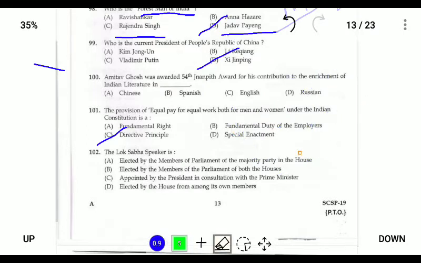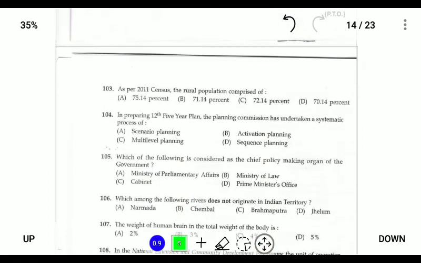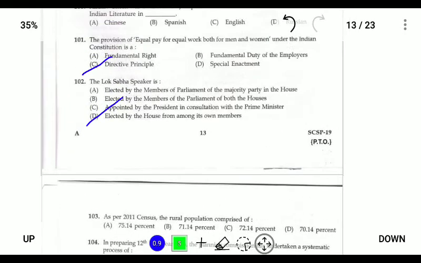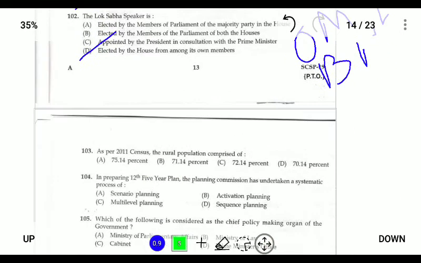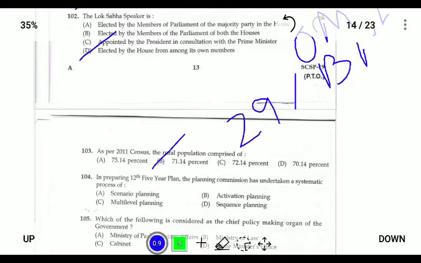Next, the Lok Sabha Speaker is elected by the members of the Lok Sabha themselves from within the house under Article 93 of the Indian Constitution, and the Speaker of the Lok Sabha now is Om Birla. Next, as per 2011 census, the rural population comprises of, the answer is B, that is 71.14%, and the urban is only 29%.